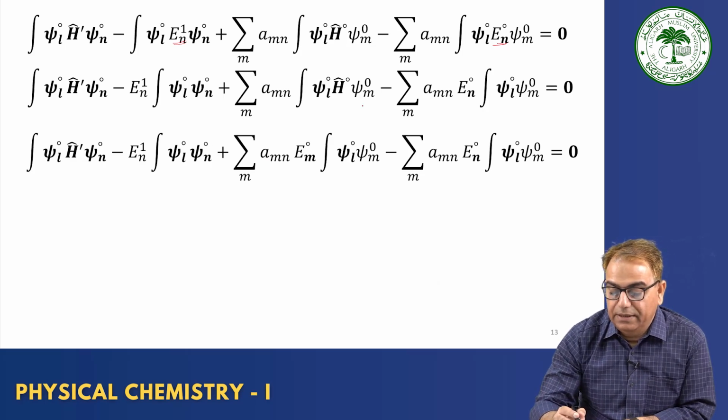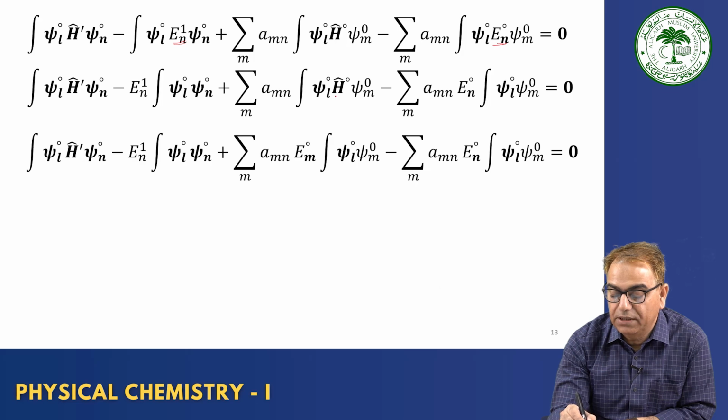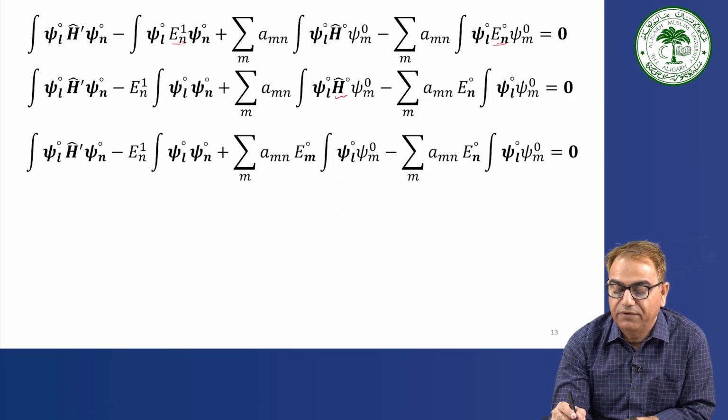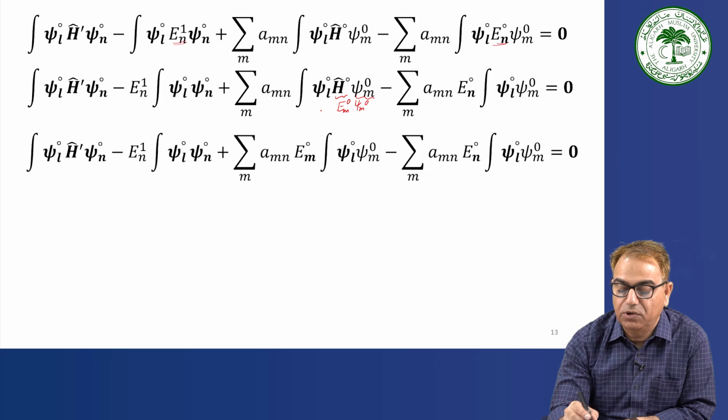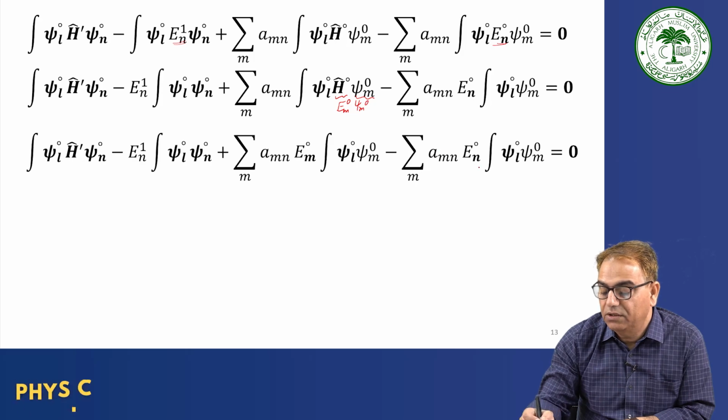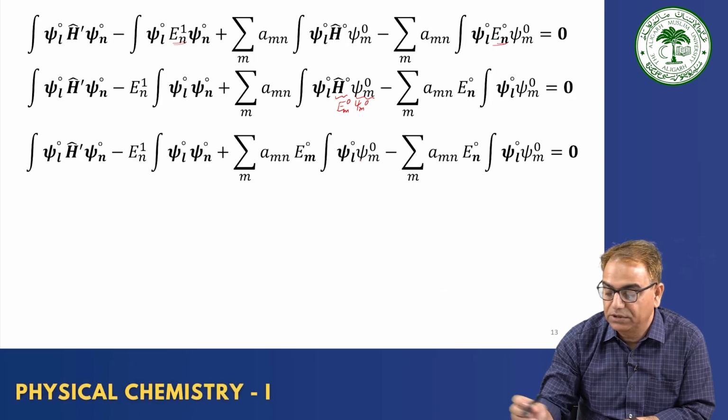Now H naught psi m naught: if you operate with this one, this is an operator for the unperturbed system, operated on the wave function of the unperturbed system. This is also not a symbol. It's a 0 given, but it is not a symbol. So what will it give you? It will give you Em naught psi m naught. So Em naught I have brought outside, and then psi L naught, Em naught, psi Em naught. And then En naught is again there, so this equation you get.